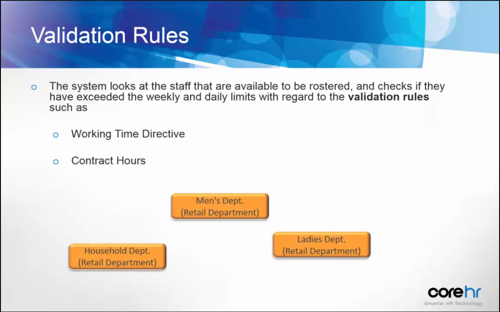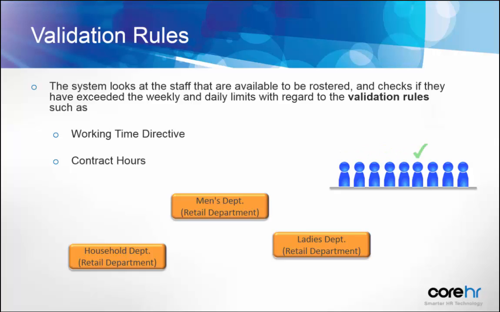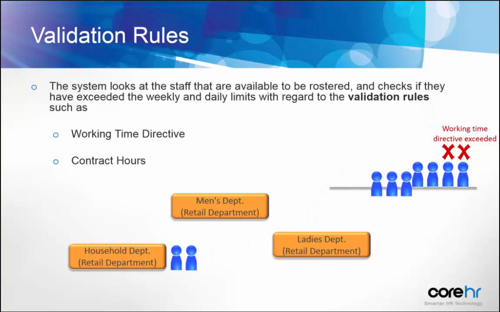In this example, we can see 3 departments. The system will check each of the employees to ensure that the validation rules have been applied. Any staff member that breaks a validation rule will not be rostered to work.